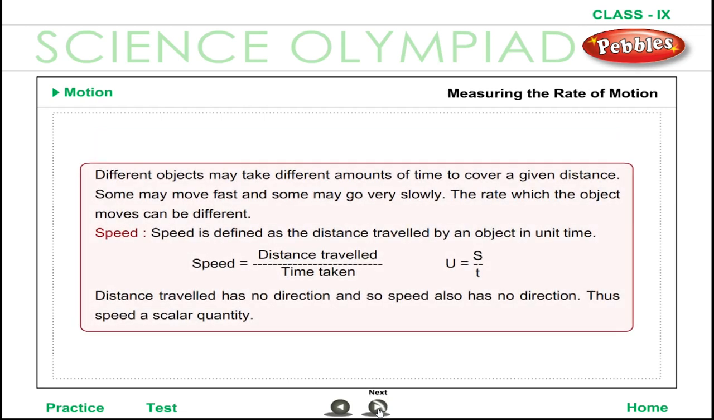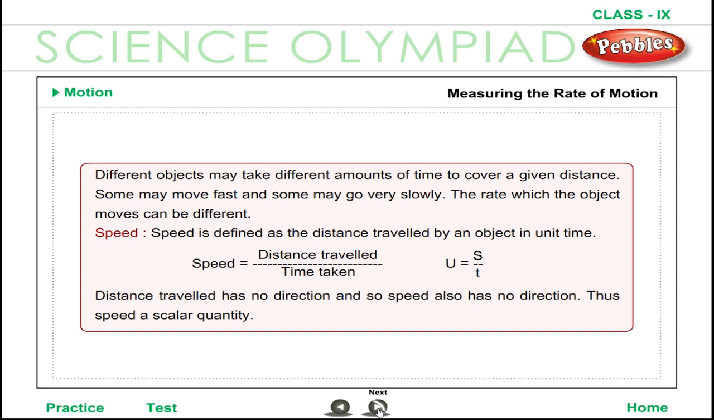Measuring the rate of motion. Different objects may take different amounts of time to cover a given distance. Some may move fast and some may go very slowly. The rate at which the object moves can be different.